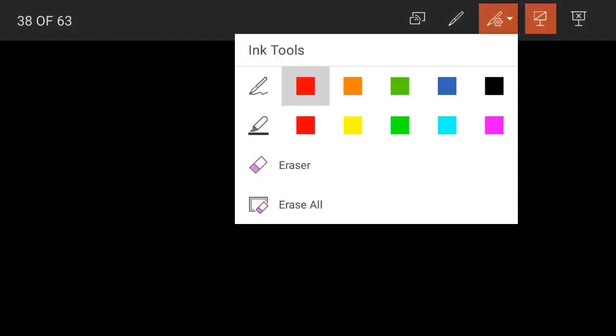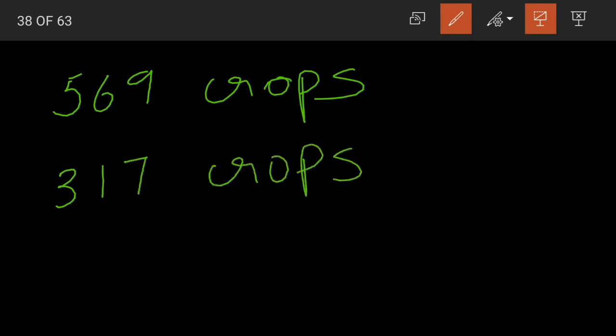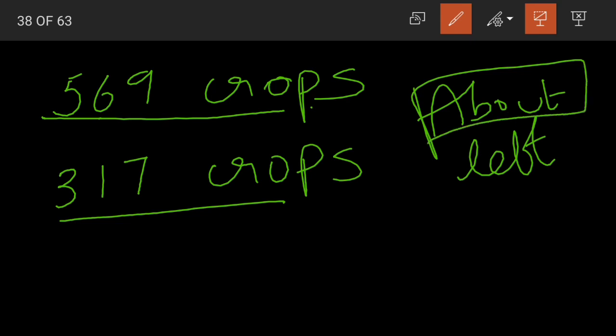Now a question for estimating difference is not given here, but I'll tell you a question of my own. Okay? Suppose a farmer had grown 569 crops. Okay? And from these 569 crops, he has sold 317 crops. Now how many crops are left with the farmer? He had grown 569 crops and he has sold 317 crops. About how many crops are left with the farmer? Yes children, this word about has come here. That means we need to estimate the answer.